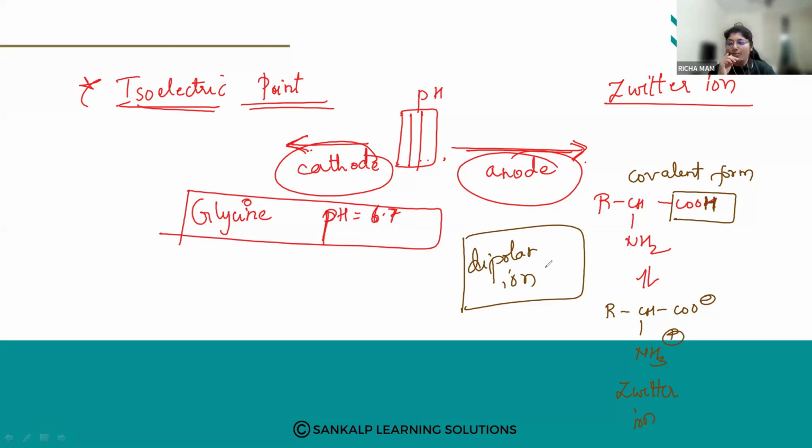So when the amino acid is added in aqueous form, the carboxylic acid donates the proton, the amino group takes the proton, and it forms a dipolar ion. This is known as the Zwitter ion. Understood what a Zwitter ion is and what the isoelectric point is? These are two important points which have to be remembered. Is it clear?